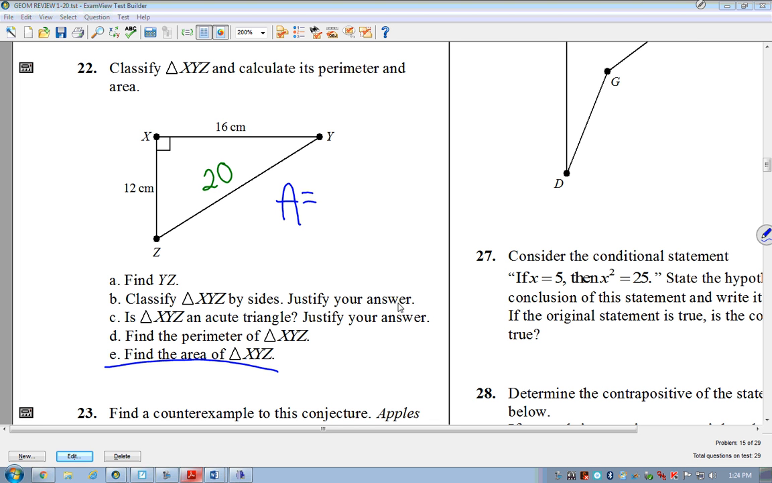All right, so you're going to want to listen to this answer really, really closely, and probably write this down. Edolly? Base times height divided by 2.